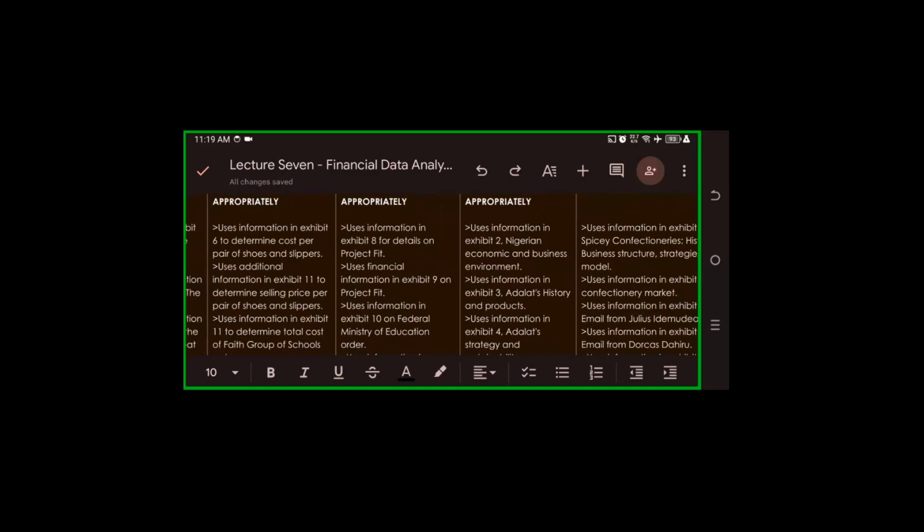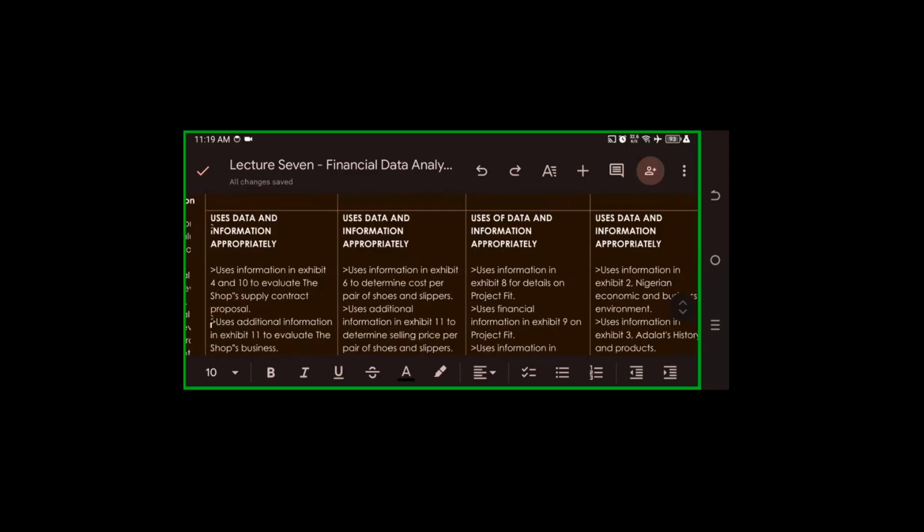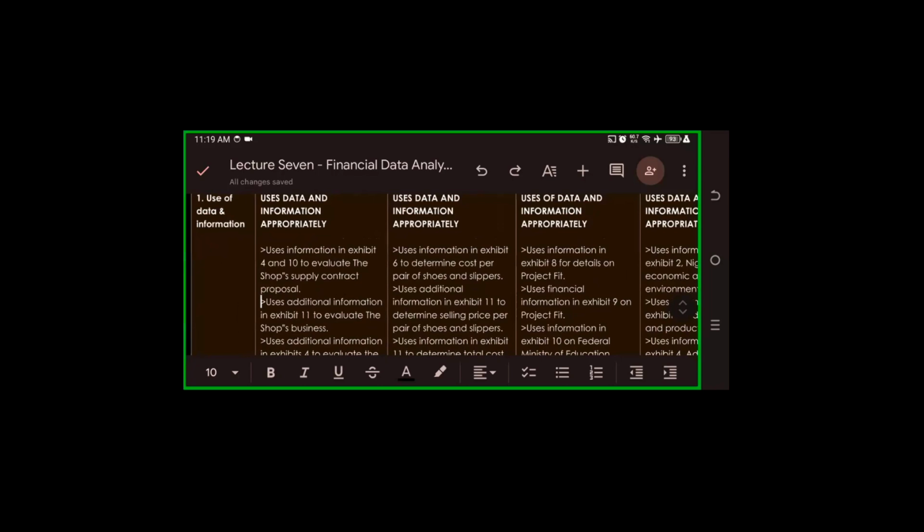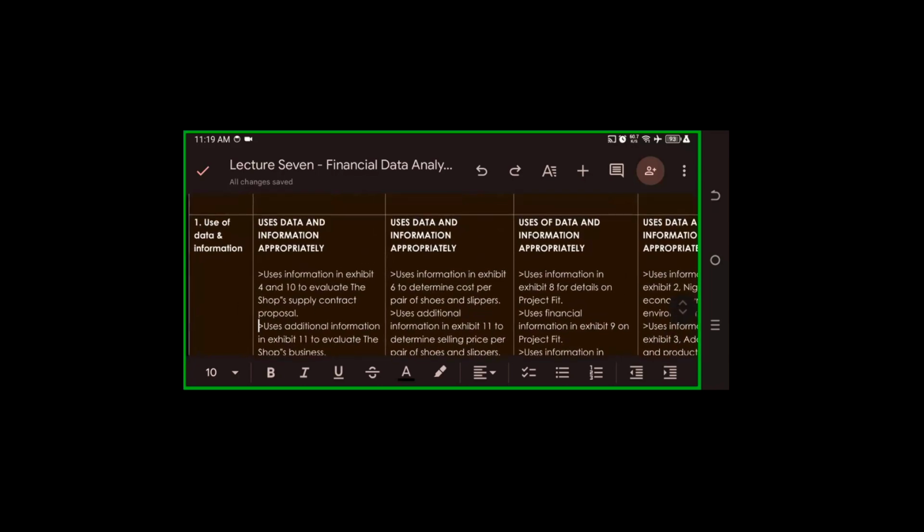Again, it means that exhibits are purposely structured for the two requirements. So you need to learn to identify those exhibits in relation to the requirements and use them appropriately. That is one key thing you need to learn. And the other thing is that if they just say uses information, then for what? What do you want to use it for?